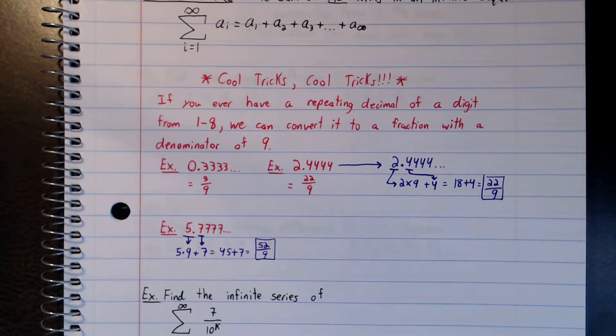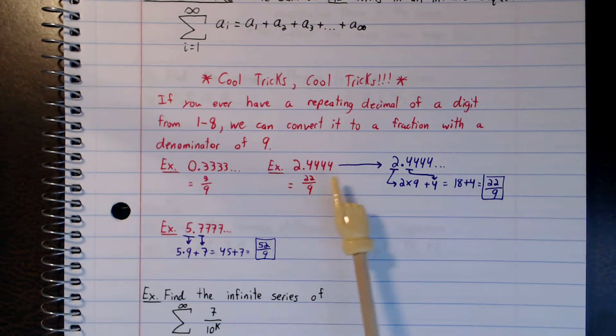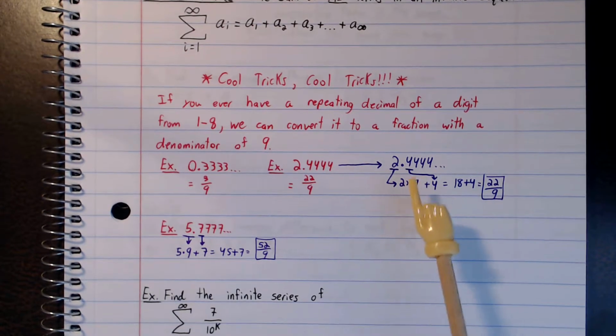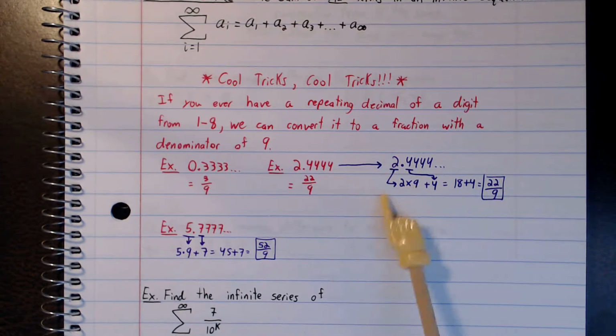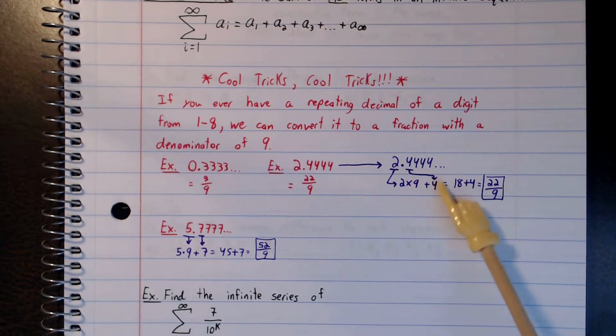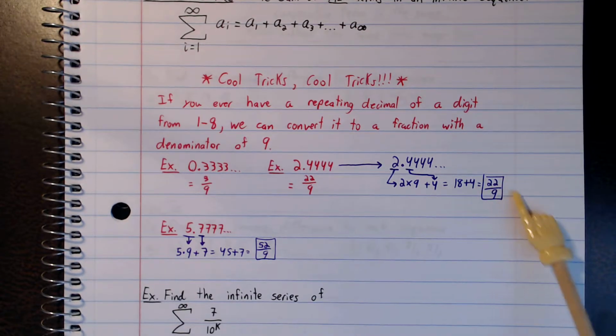So let's say, for example, if we have 3 repeating, that's the same as 3 divided by 9. If we have 2.4 repeated, here's what's happening here. Okay, we take 2 times 9, whatever our lead digit is, and then we have this 4, which is going to be repeating. So 2 times 9 is 18, plus 4 ends up being 22 over 9.